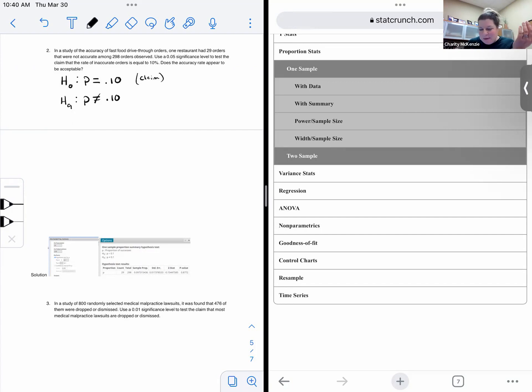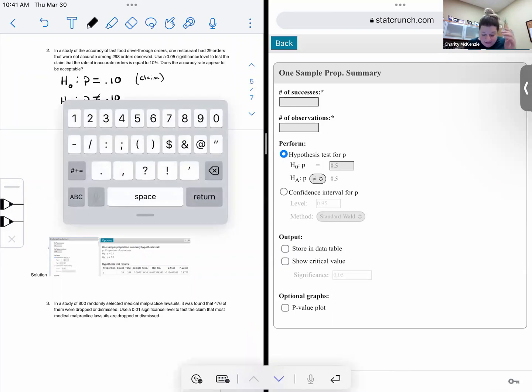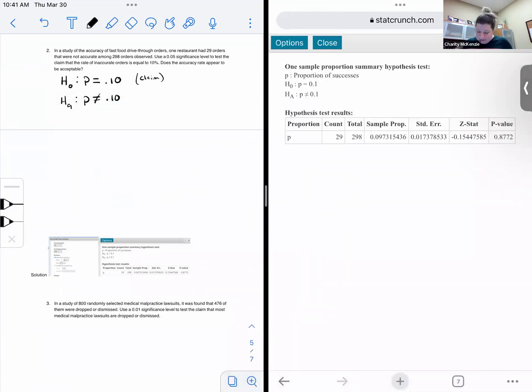And we don't have our data. We're not listing out accurate order, not accurate, accurate, not accurate. We don't have that. So we almost always use summary. And we were given straightforward that 29 were not accurate and 298 were observed. So those were our two numbers. Then for our null, we need to change this to 0.1 and then not equal. So we're good there. It doesn't let us put our null in wrong, which is my favorite. Compute.